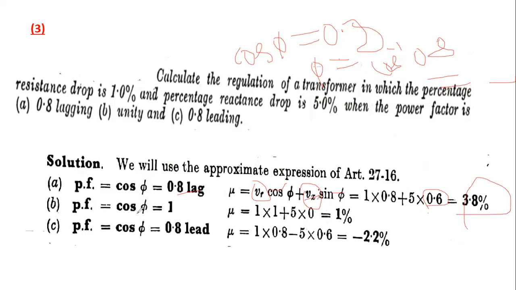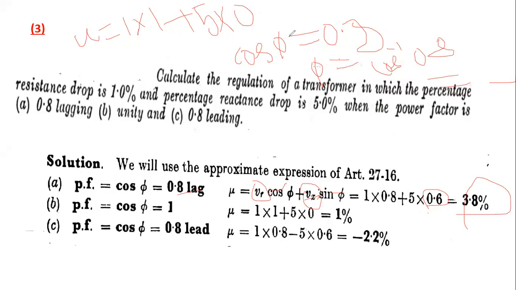Similarly, we calculate for cos phi equal to 1. What is the formula? mu is equal to VR cos phi plus VX sin phi. Therefore, it is 1 into cos phi, plus the reactance drop, that is 5, into sin phi. If cos phi is equal to 1, then sin phi is equal to 0.